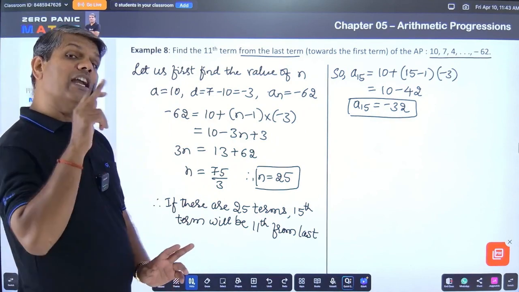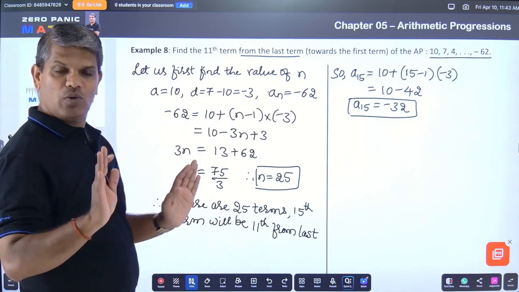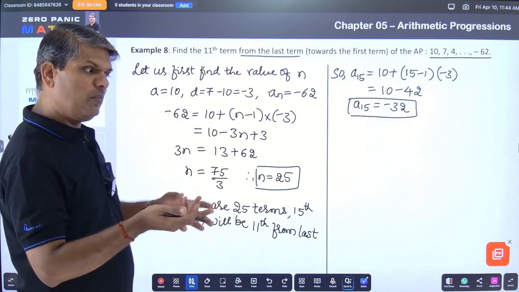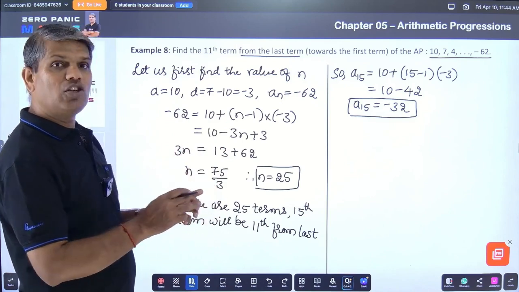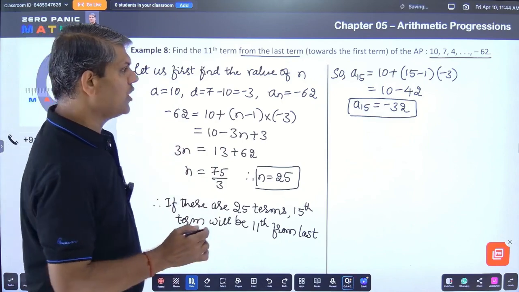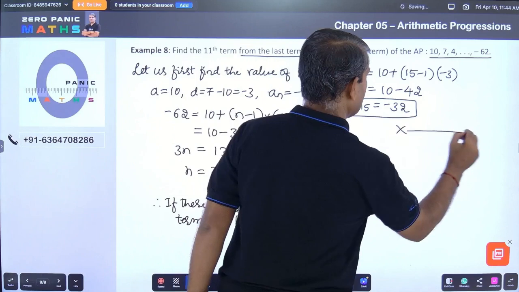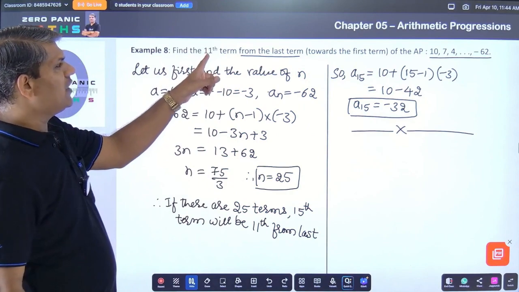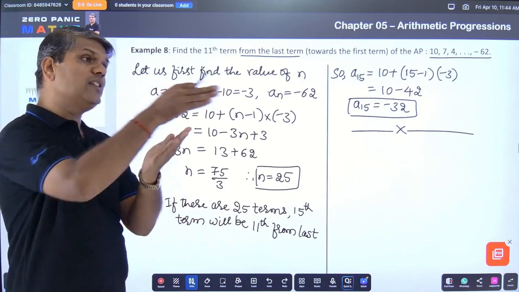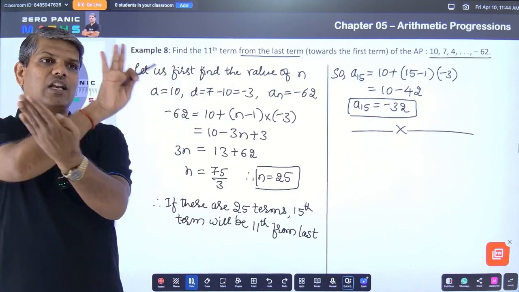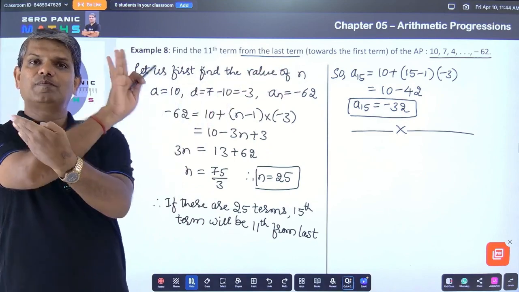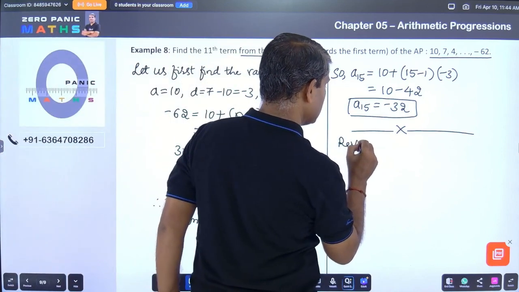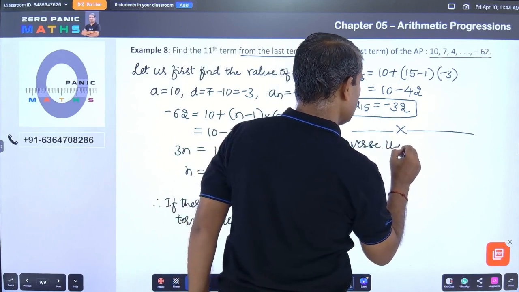Now there is an alternate way to resolve this. Now you understood this, there's no confusion. Let us see an alternate way which will be a little bit easier than this, but you need to make a little bit of adjustments to do that. Now listen to me carefully. Since they have asked the 11th term from the last term towards the first term, if you just reverse the given arithmetic progression, then reverse it. First, reverse the AP.